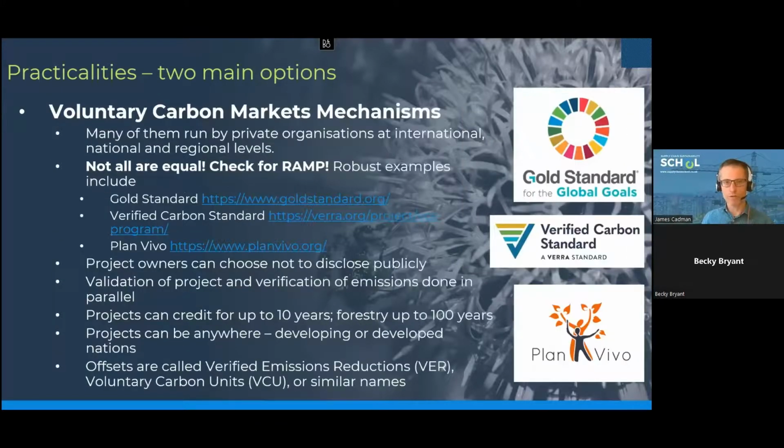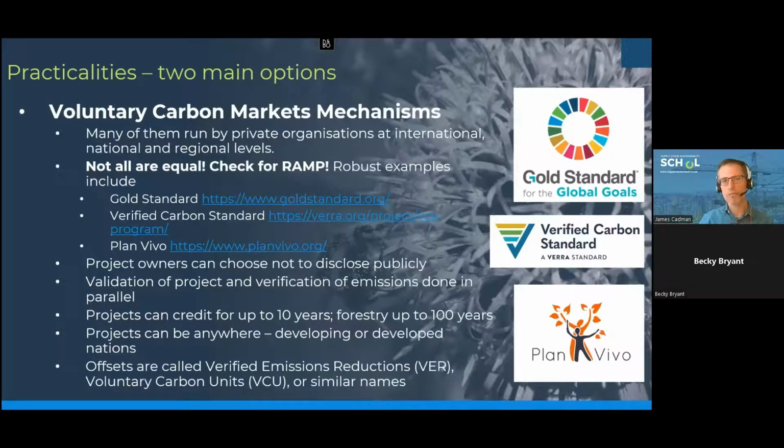There's also a voluntary carbon market. These are private organizations, many of them NGOs, and they work at different levels. Some are international, some are regional, some are just national companies, but they're not all equal. They don't all have the same rigor as the UNFCCC's CDM. So check your criteria here: real, additional, measurable, permanent. Check that they are all good.